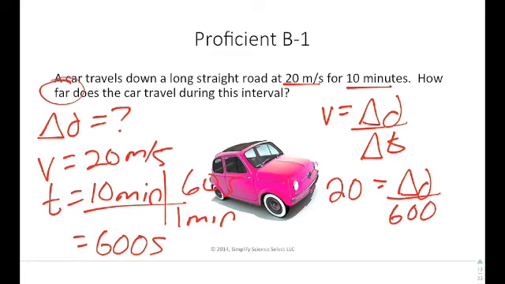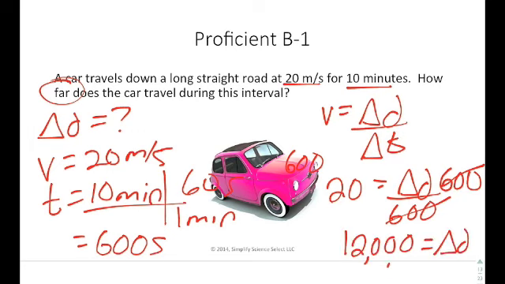So when I'm here, what I want to do is isolate this delta D. I want to get this delta D by itself. So what I'm going to do is multiply it by 600. In doing so, 600 on the top cancels out with 600 on the bottom. But what I do to one side of the equation, I have to do to the other. So I have 600 times 20, and whenever I do that, I end up with a number of 12,000 equals delta D. And that's 12,000 meters.